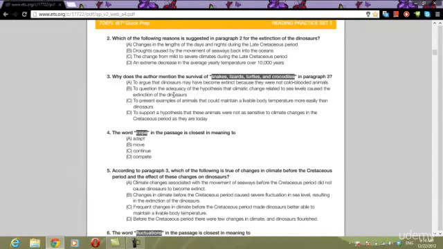Choice B, to question the adequacy of the hypothesis that climatic change related to sea levels caused the extinction of the dinosaurs. Yes, that is correct, because the previous sentence to the keyword sentence said that they passed away from climate change, and then the next sentence questioned if that was true because other animals survived it. So choice B is our correct answer.